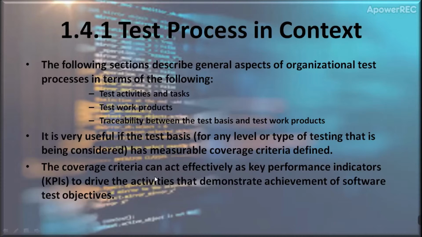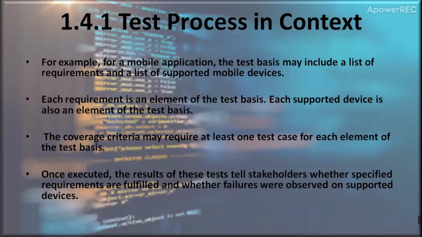Any test basis should have a measurable coverage criteria, so we can measure whether we covered the test basis or not. The coverage criteria are used as key performance indicators so that we know whether we are following our test objective or not. For example, if we have a mobile application, the test basis may include some requirements and some supported mobile devices for these requirements. So each requirement is considered as one element of the test basis. Each device is also an element of the test basis.